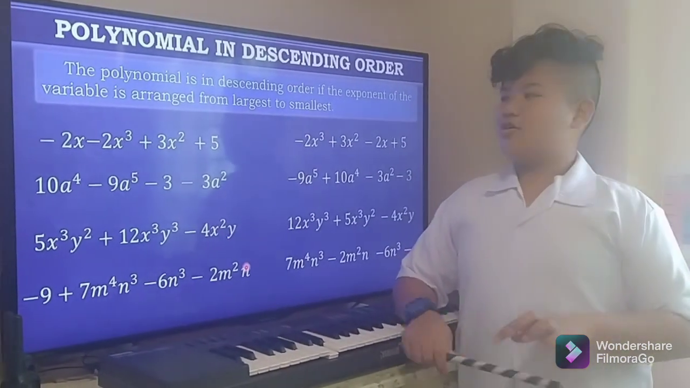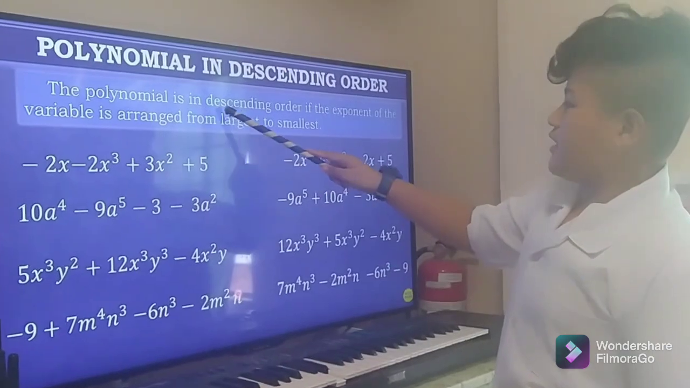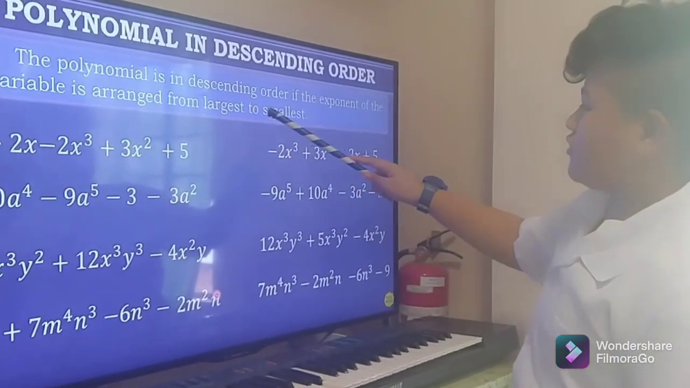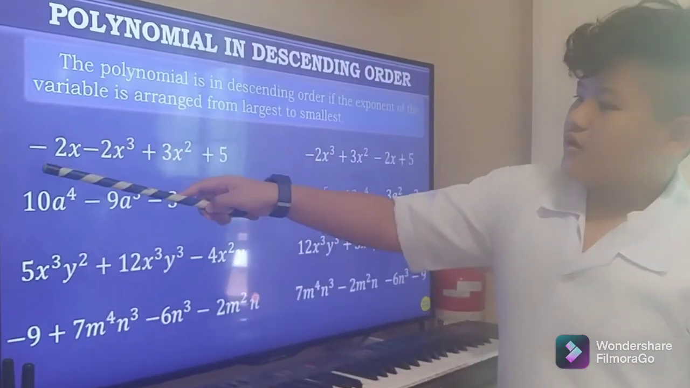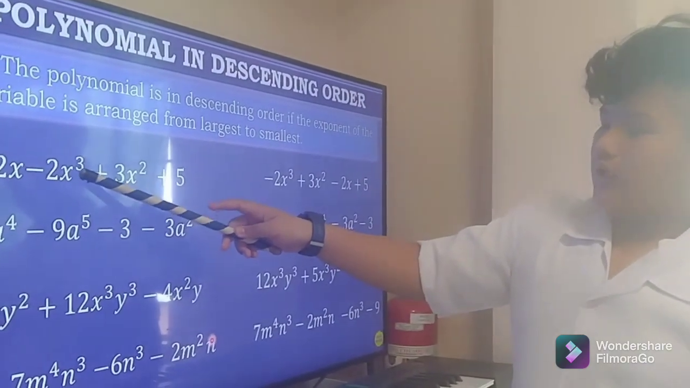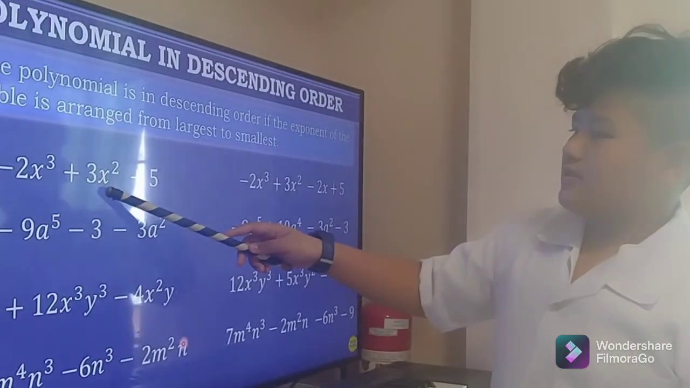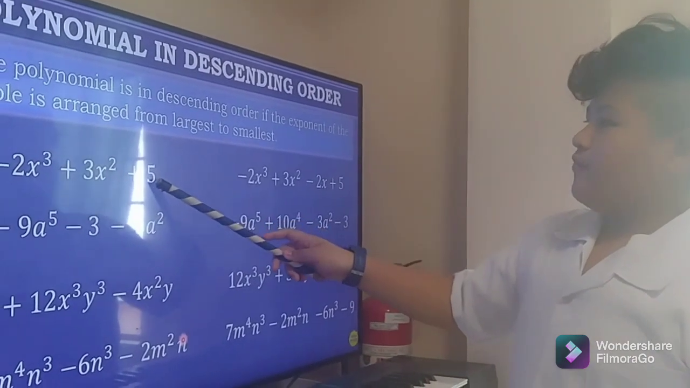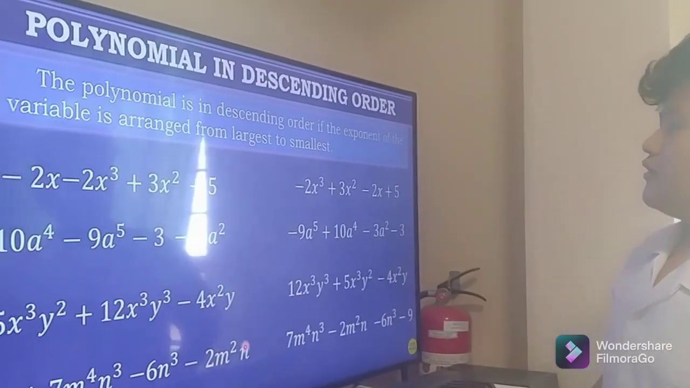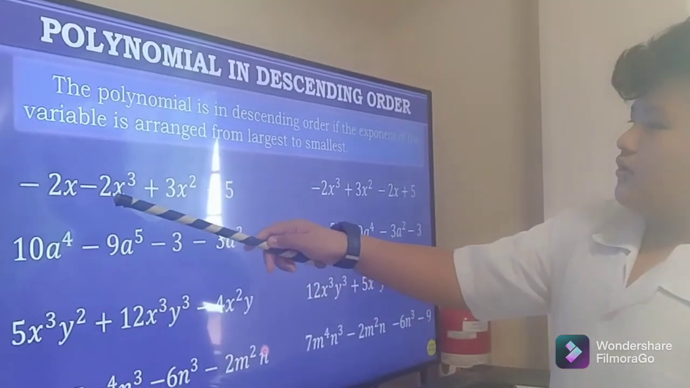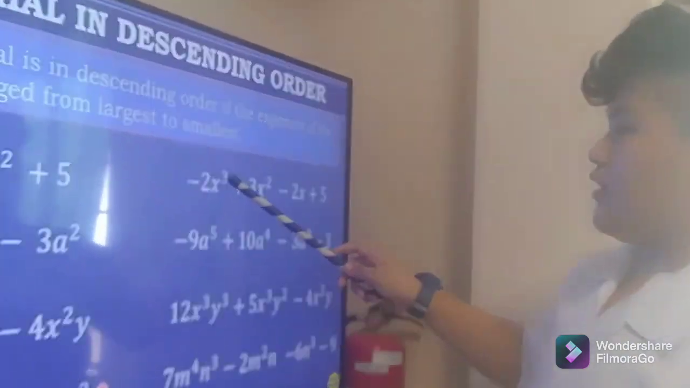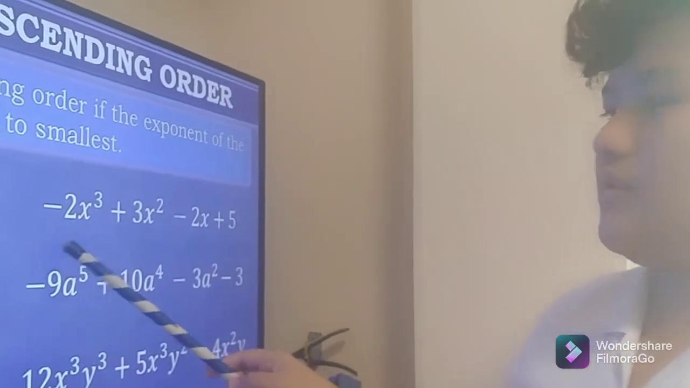Polynomial in descending order. A polynomial is in descending order if the exponents of the variable are arranged from largest to smallest. For example, negative 2x minus 2x to the third power plus 3x squared plus 5. We have to arrange it in descending order. Our first term is 2x to the third power, so this will be our first term and the highest term.